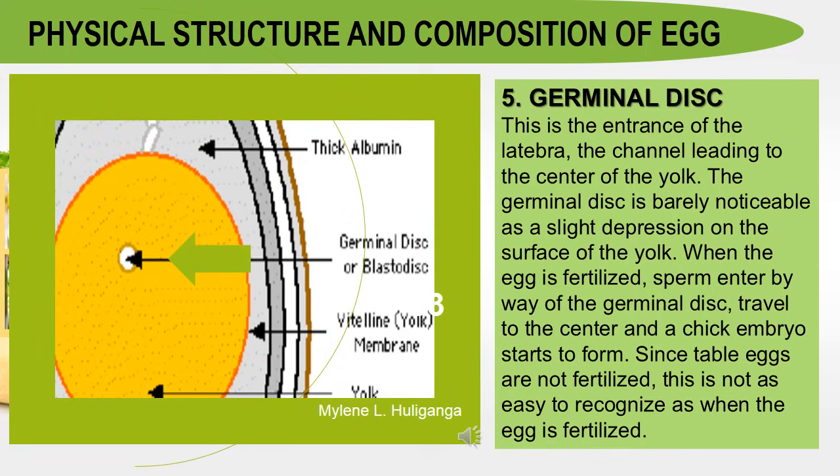Next is the germinal disc. This is the entrance of the latebra, the channel leading to the center of the yolk. The germinal disc is barely noticeable as a slight depression on the surface of the yolk. When the egg is fertilized, sperm enter by way of the germinal disc, travel to the center, and a chick embryo starts to form. Since table eggs are not fertilized, this is not as easy to recognize as when the egg is fertilized.